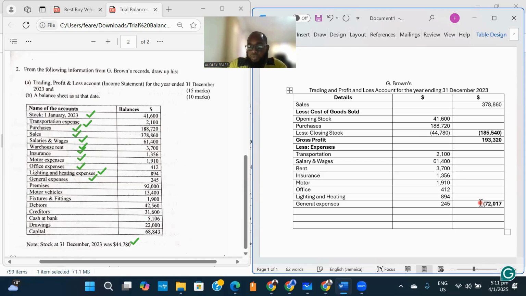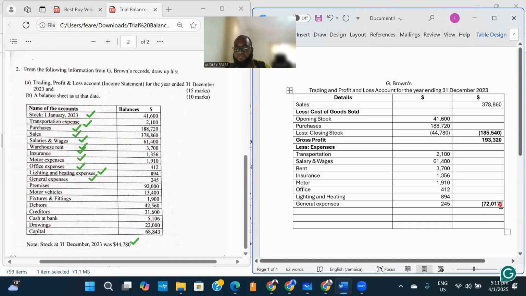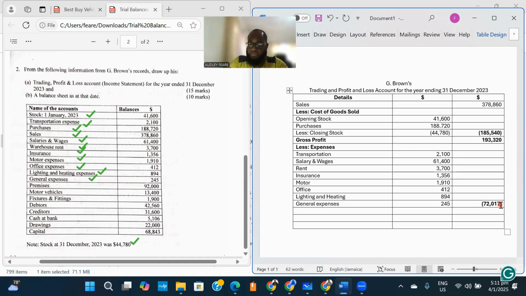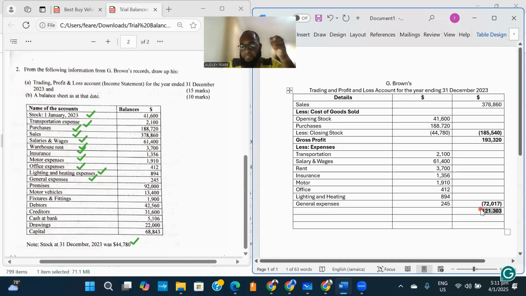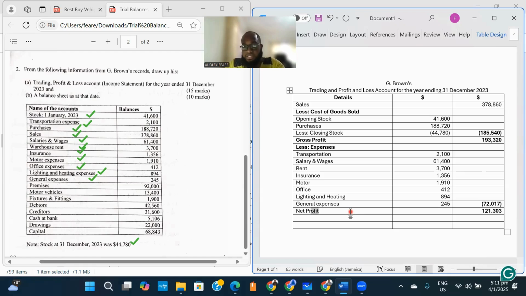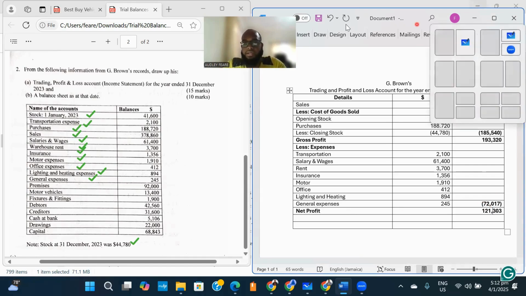So of course, in accounts, we use a bracket for subtraction. And we subtract that from the gross profit of 193,320. And that should give us 121,303. The fact that the gross profit is greater than our total expenses means that it is actually a net profit. If the total expenses were greater than the gross profit, what we would have would be a net loss. And of course, now what we have to do is to draw our double line. So give me a second with that.